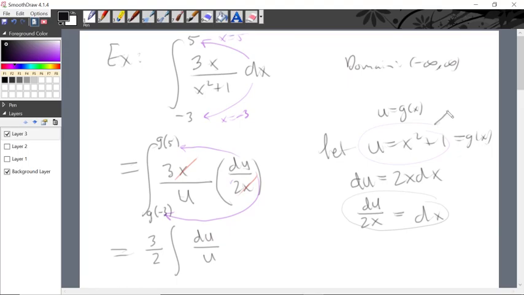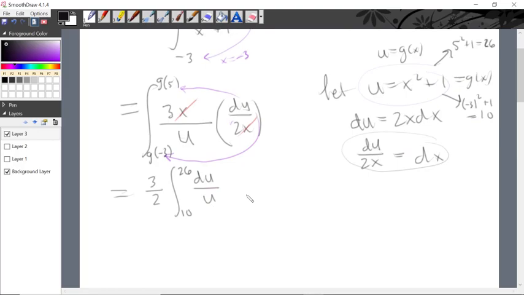All right? So for the upper bound, if we plug in 5, then we get 5 squared plus 1, which is equal to 26. So the new upper bound is 26. And for the lower bound, we plug -3 into this substitution function. So we get -3 squared plus 1. That's 9 plus 1, and that gives us 10. So the new lower bound is 10. Now the substitution is complete.